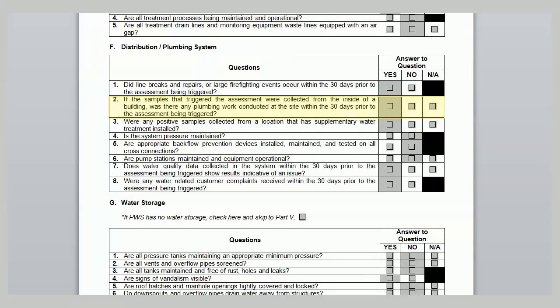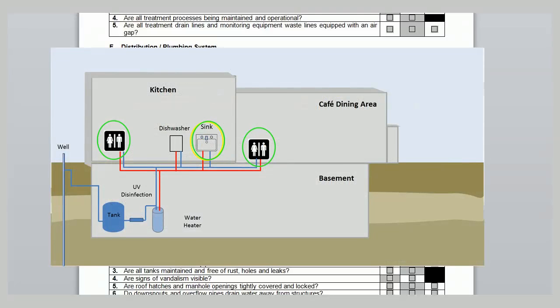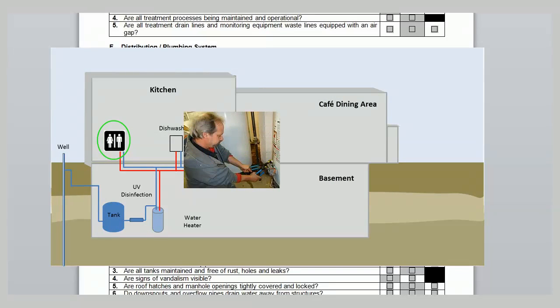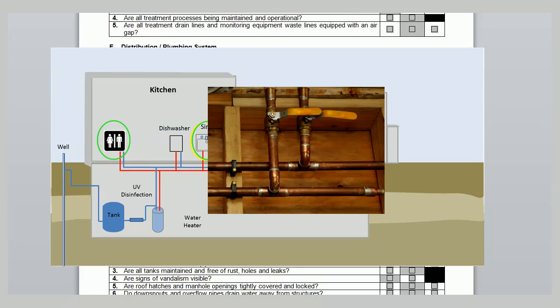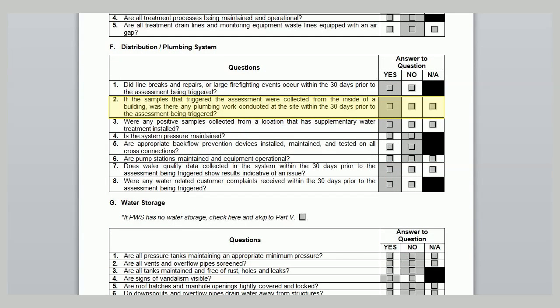The second question asks, if the samples that triggered the assessment were collected from inside of a building, was there any plumbing work conducted at the site within the 30 days prior to the assessment being triggered? For a transient non-community system, you probably collect all your samples in one building. Any recent plumbing work in the building is important to note because during the work, contamination may have been introduced in a new fixture, fitting, or pipe. Check yes if you've had any plumbing work, from replacing a faucet all the way to maybe a section of plumbing pipe.